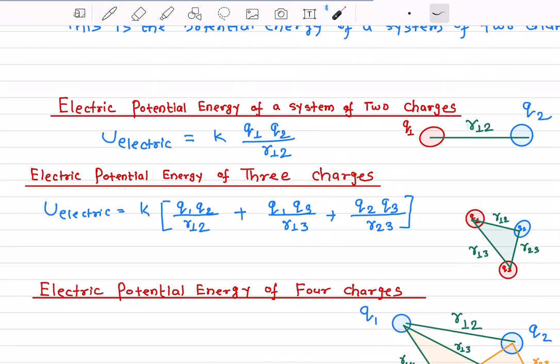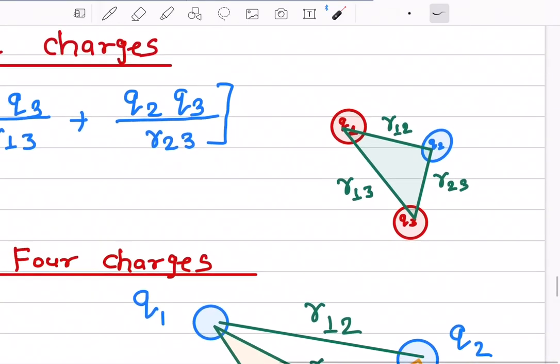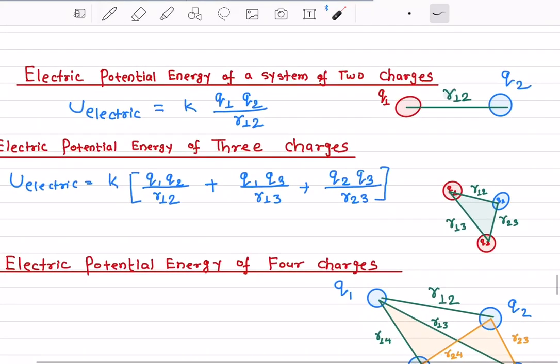And as this is a potential energy, it is a scalar quantity. It's not a vector quantity. This is simply a scalar. Now what happens if you have more charges, Q1, Q2 and Q3? Just like in this problem, this is Q1, this is Q2 and this is Q3. If you have three charges, then you have to take the interaction of all charges.